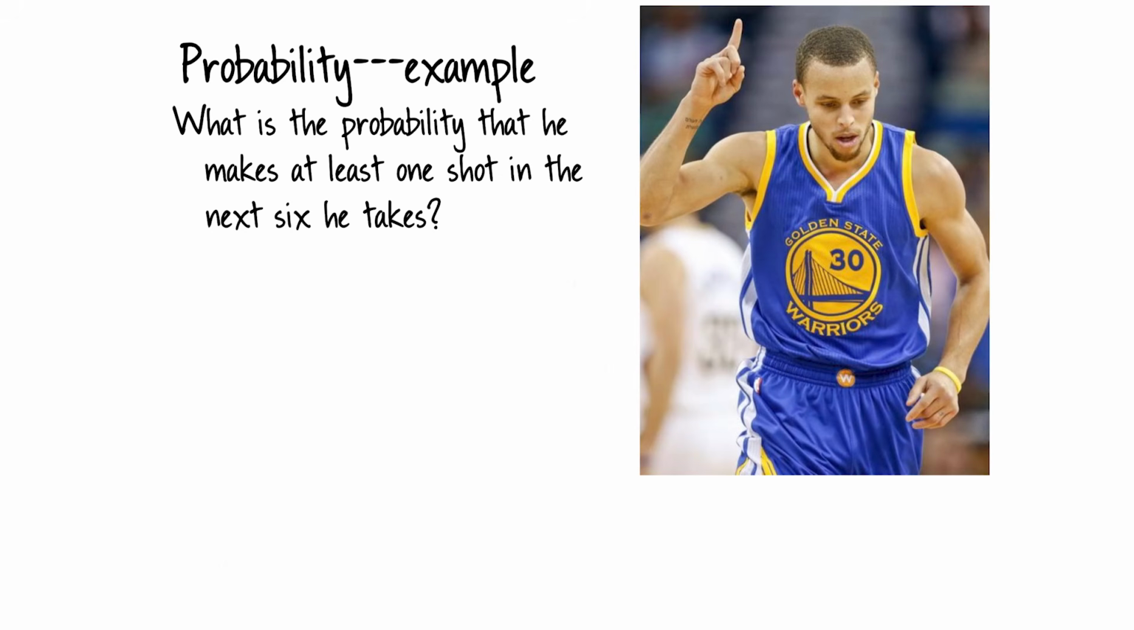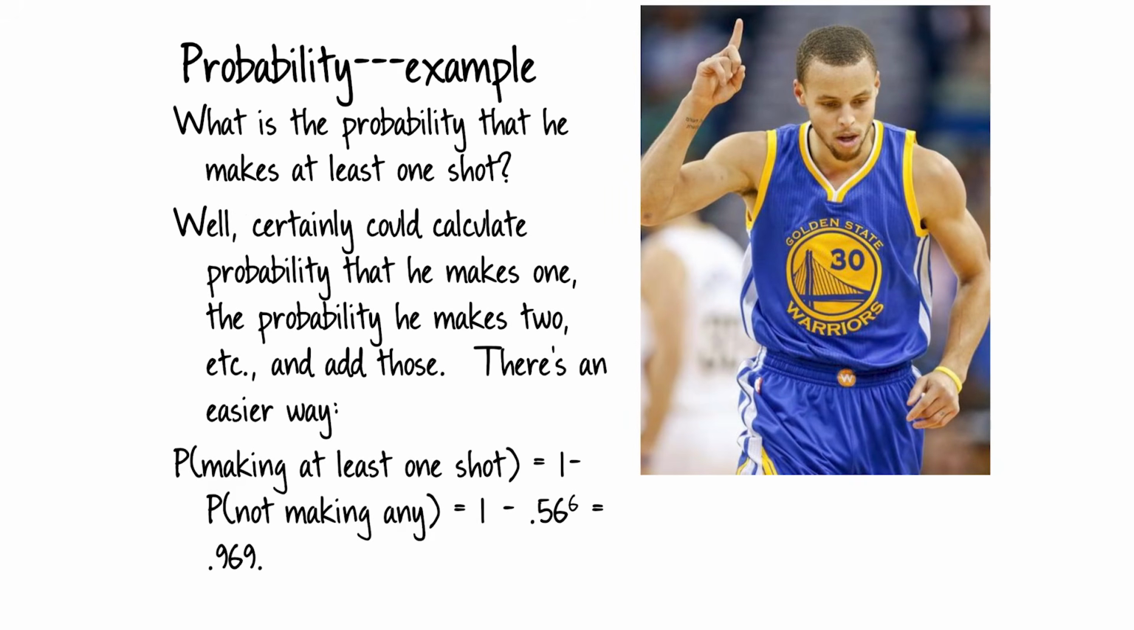So as I said earlier in the lecture, we could calculate this probability by calculating the probability he makes 1 shot, the probability he makes 2 shots, the probability he makes 3 shots, and adding those all together. That's a perfectly fine way to do it. There's an easier way, using one of the facts about probability that I had up earlier. All we have to do is calculate the probability he misses all 6 of them, which is 0.56 raised to the 6th, and subtract that from 1, and we get the probability. Okay?